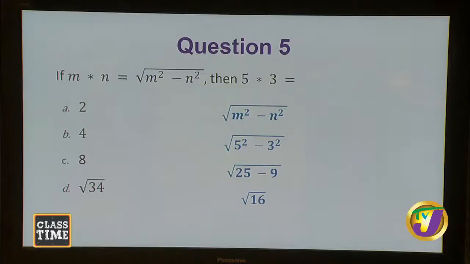So we know 5 squared is 25, 3 squared, of course, is 9. Yes. And if we subtract these values, we are finding now the square root of 16. Which is not 8. But 4.